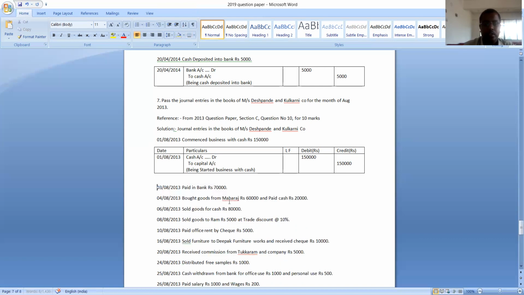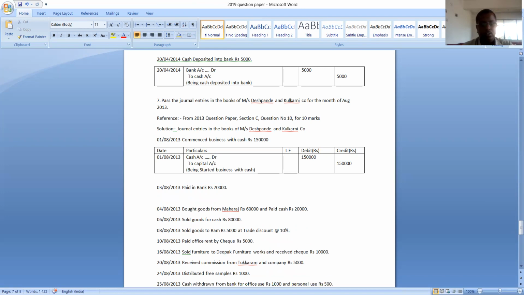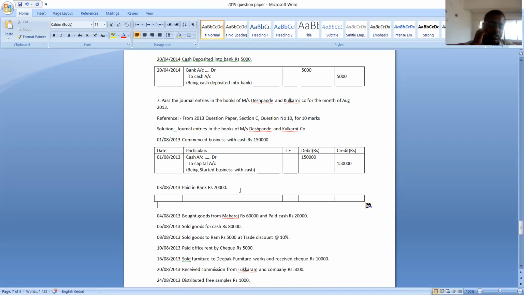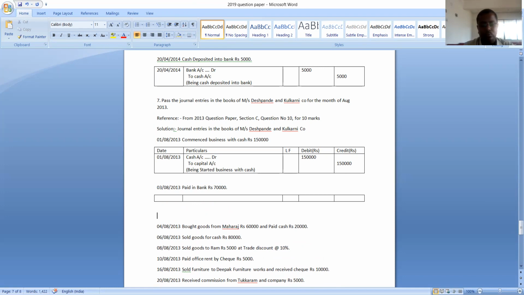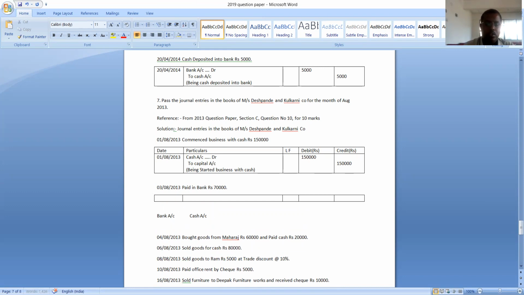Next transaction, actually, it is dated on 3rd August 2013. What is the transaction? It is paid in bank rupees 70,000. It is nothing but deposited into bank rupees 70,000. So which are the accounts here? One is a bank account and another one is a cash account, right? Paid in bank. It is nothing but cash deposited into bank. So one is bank account and another one is cash account.